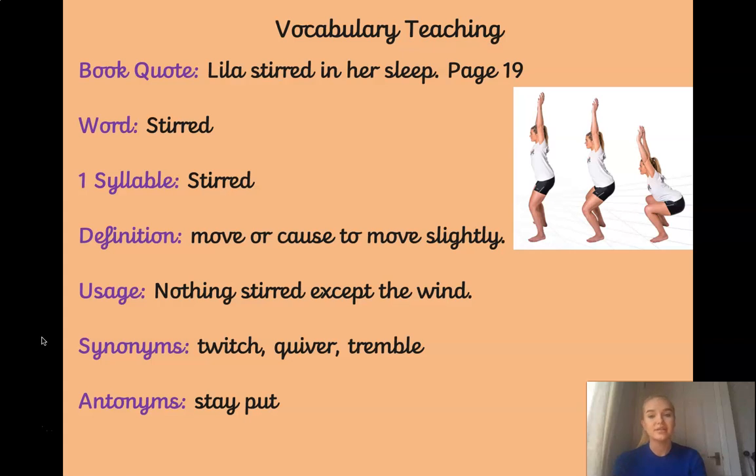So the first word is this word stirred, and we can look at the syllable of this word. It only has 1 syllable, stirred. And in the book, the quote that comes from this word is, "Lila stirred in her sleep." Now this stirred isn't where you've got something and you're stirring it, like some soup. This stirred is an alternative meaning, and it means to move or cause to move slightly. So in this context, Lila is stirring in her sleep. She is moving slightly in her sleep.